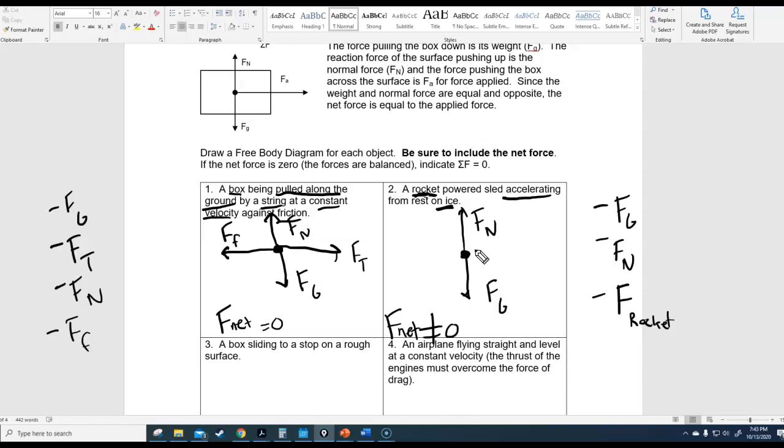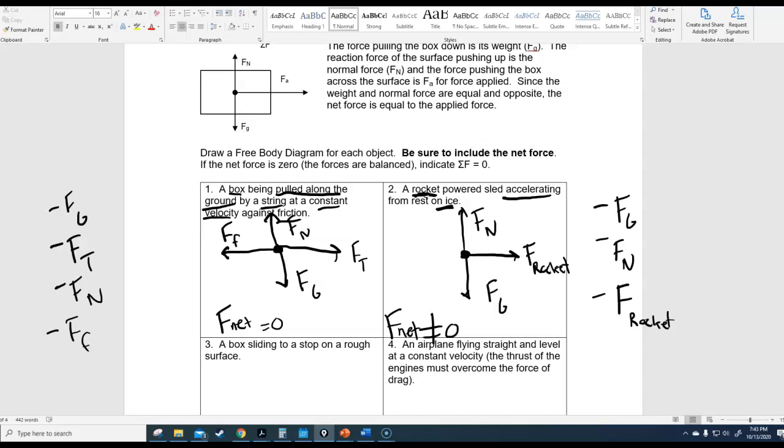And so, which way is the rocket going? It doesn't tell me, so I'm just going to make up a direction. Let's say F rocket is going to the right. When I look at this FBD, Fn and Fg are going to cancel each other out because they're the same size in opposite directions. Then F rocket is unbalanced, and so there's going to be a net force to the right, which is why the sled is going to accelerate. Okay, so pause there if you need to look at that, and then I'm going to go down to 13 and 14.